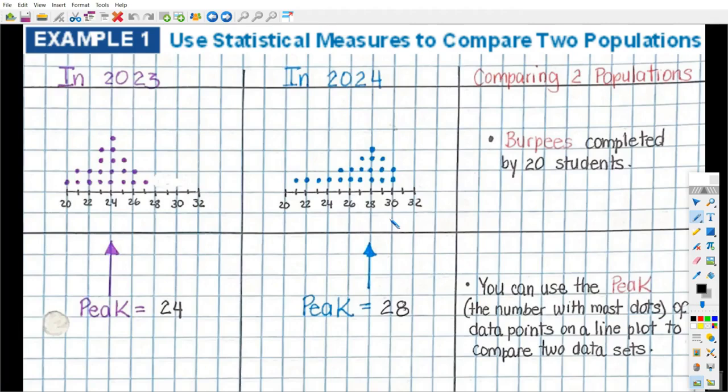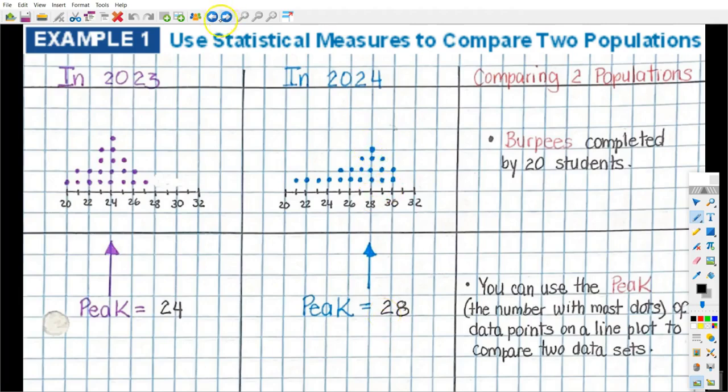So let's look at the peak. You can use the peak, the number with the most dots or data points on a line plot, to compare 2 data sets. So I'm looking, the peak in 2023 was 24 burpees, where the peak in 2024 was 28 burpees. Okay? So it looks like they did more in 2024 because they had a higher peak. That is just what you can visualize, what you can see from the line plots. Please pause and write all of this down. That is what peak is, the number with the most dots. So we see 5 dots over 24, that's why the peak is 24. We see 4 dots, that's the most dots, on 28, that's why that's the peak.